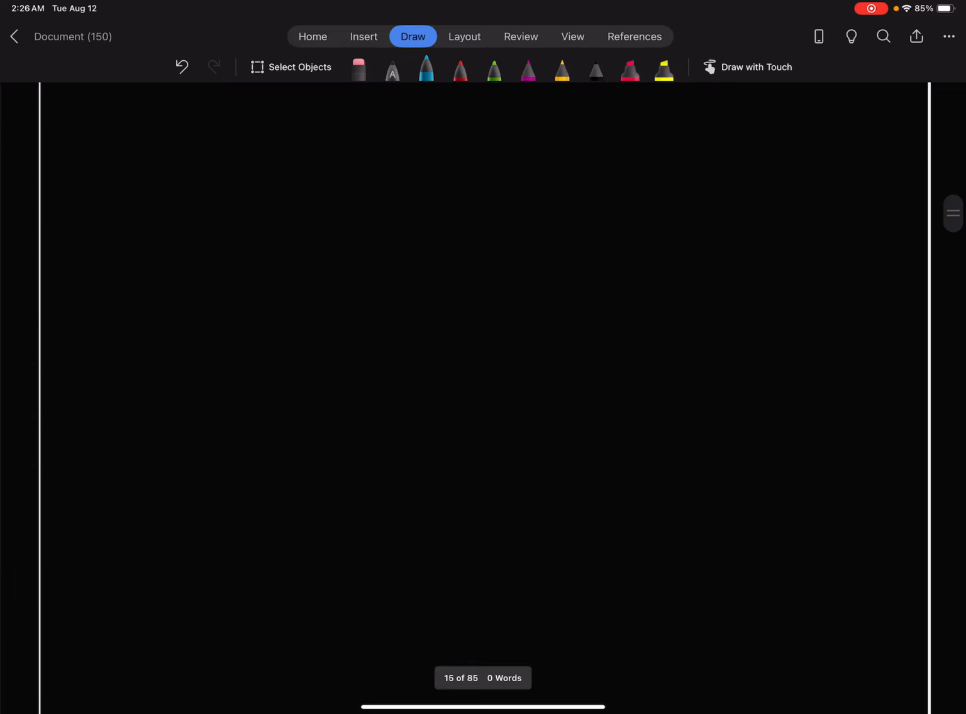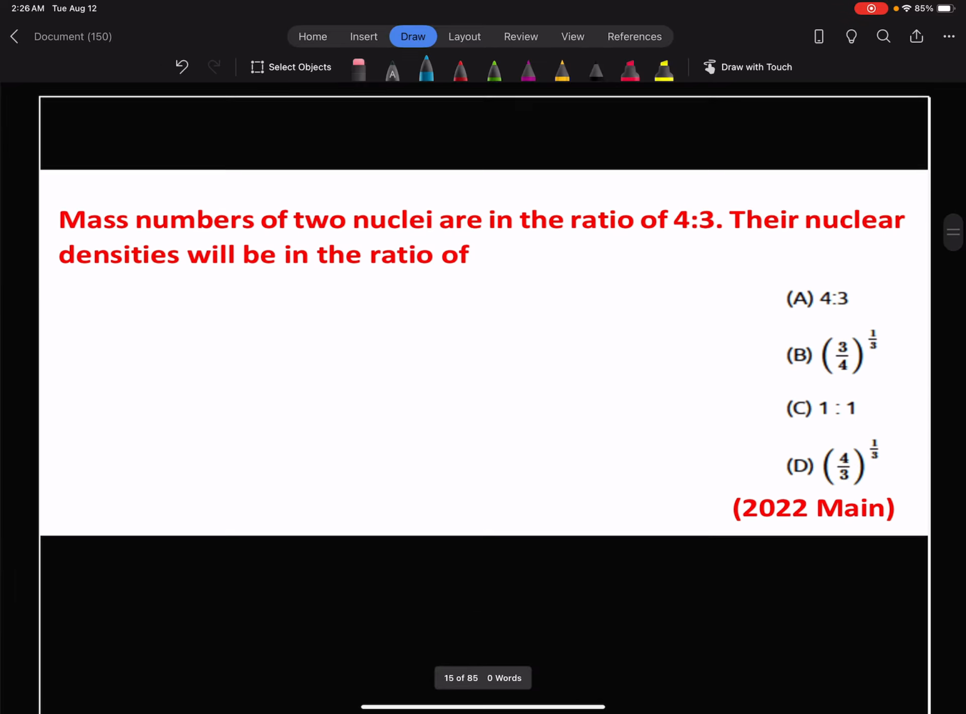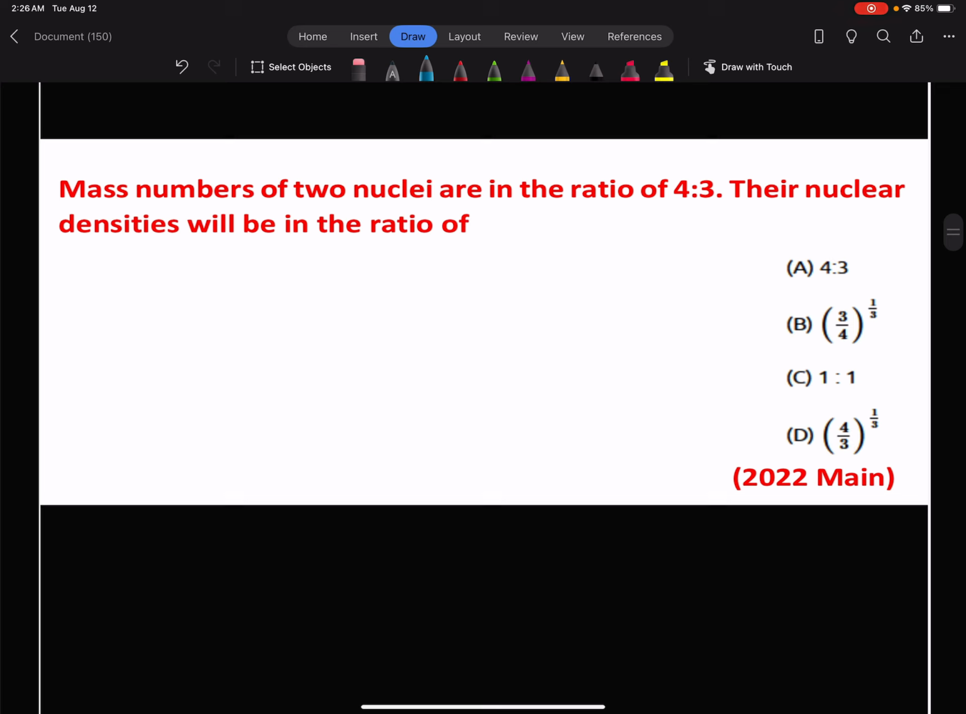Next question. It states that mass numbers of two nuclei are in the ratio 4:3. Their nuclear density will be in the ratio of.